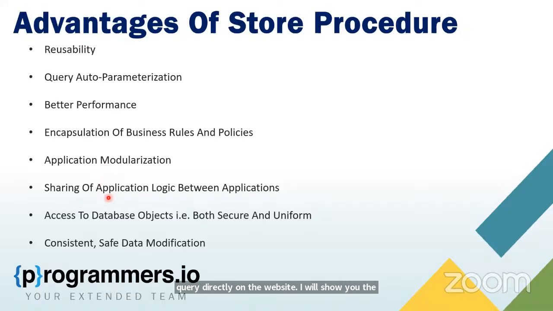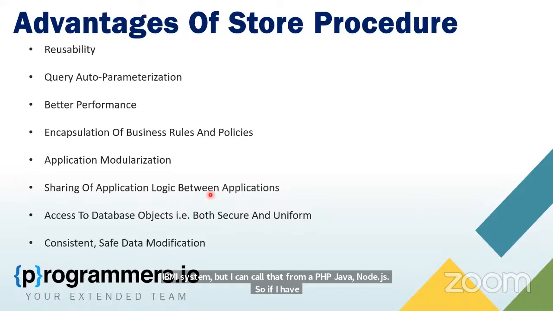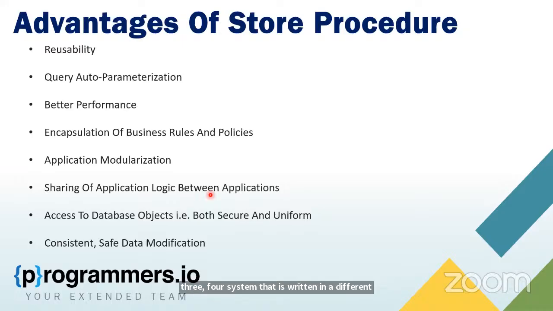Sharing of application logic between applications. So you can see I have defined a stored procedure on the IBM system, but I can call it from PHP, Java, Node.js. If I have 3 or 4 systems written in different high-level languages, I can call a single stored procedure from all those languages. Access to database objects, both secure and uniform. How is it secure? Because the stored procedure is defined on the IBM system with IBM security, and you are not using the query directly on the website. You are using that query in a stored procedure, and the stored procedure exists on the IBM side.